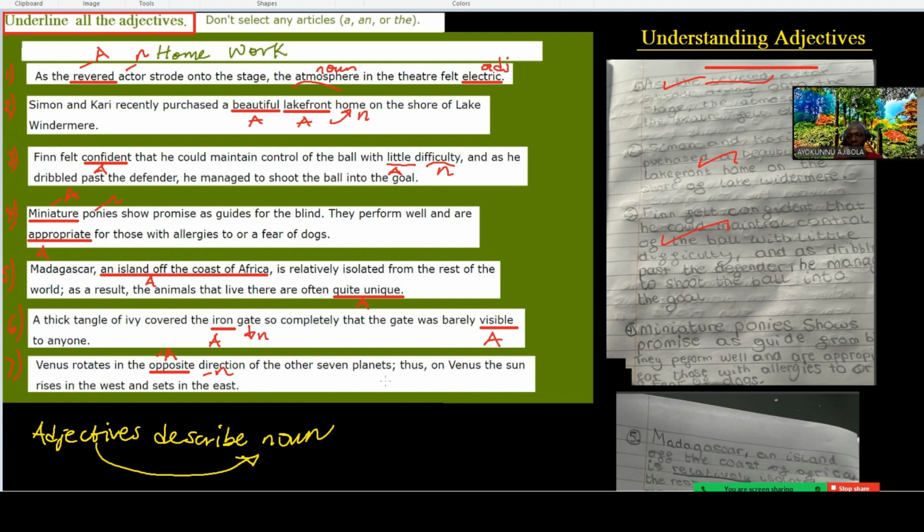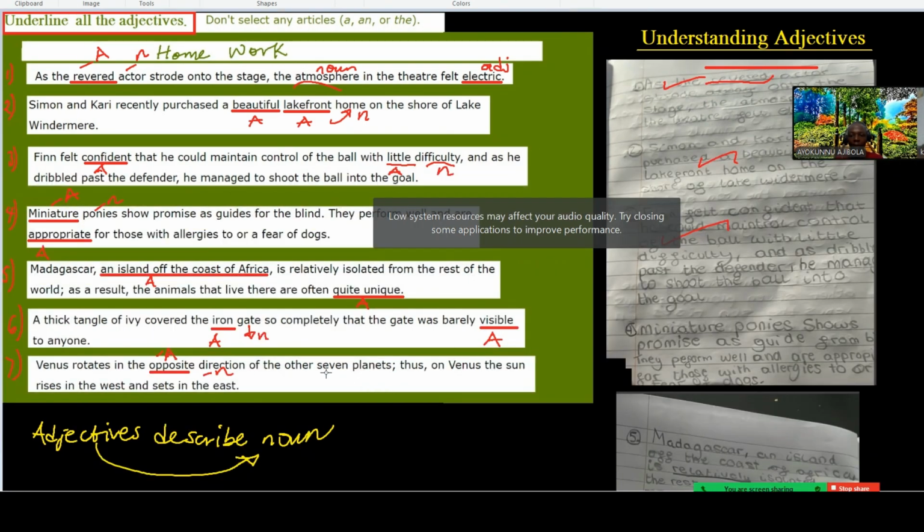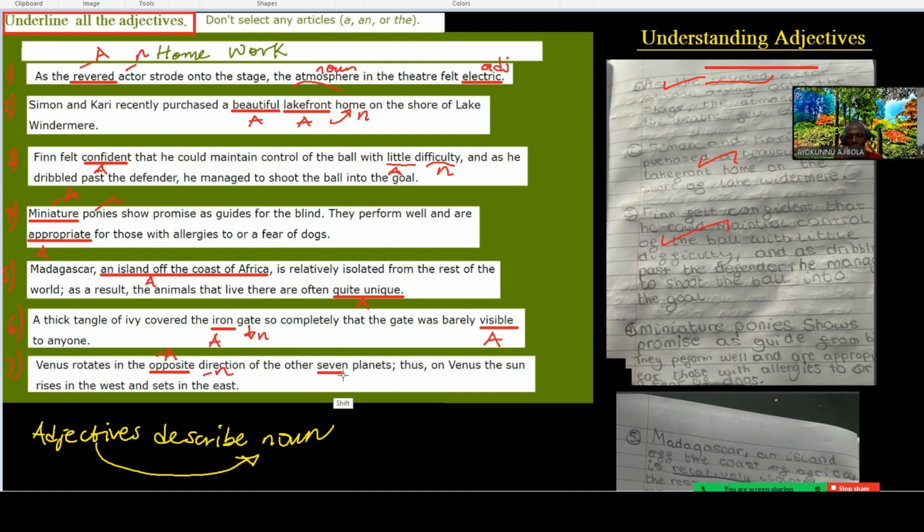Rotates. Rotate is also a verb because you can say the past tense rotated. You understand? So let us look in the direction of the planets. How many planets? Seven were mentioned. So the seven is describing the planets, and the other also is describing. So both other and seven are adjectives. And planet is a noun.